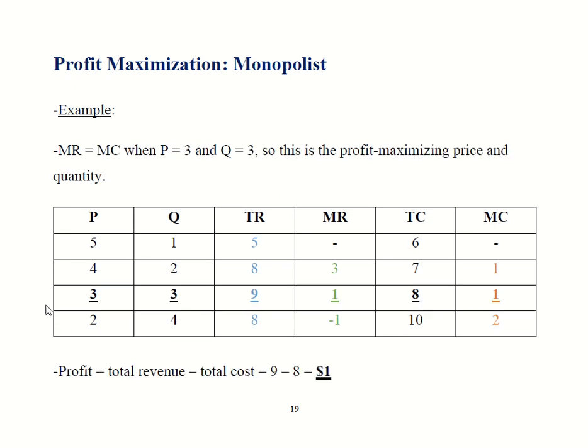So now focus on this row because that's where MR equals MC. To find the firm's total profit, you just subtract total costs, 8, from total revenue, 9. That leaves the firm a profit of $1. So that's how you figure out that example. So the same kinds of patterns will work for many, many other types of problems.